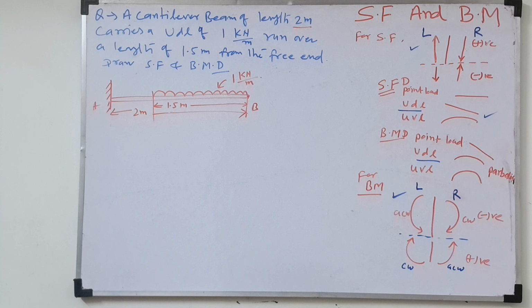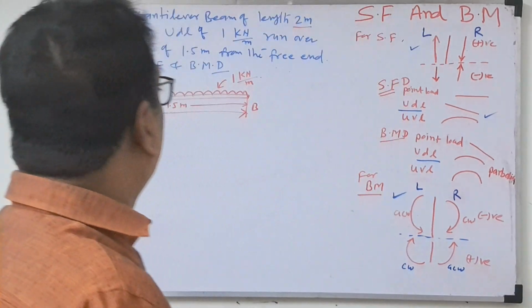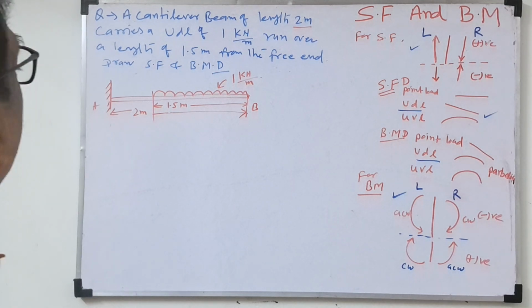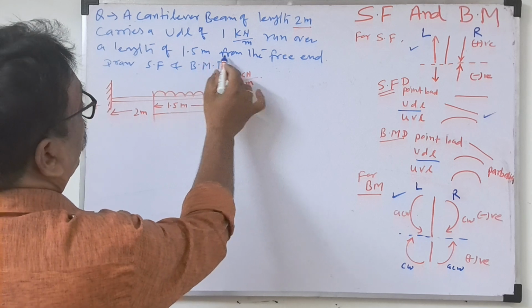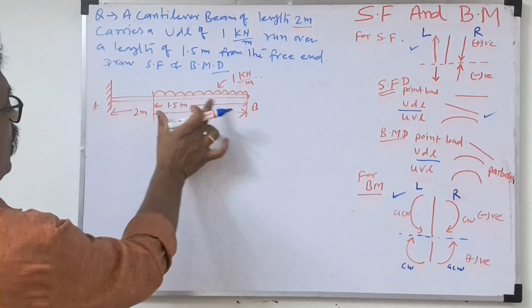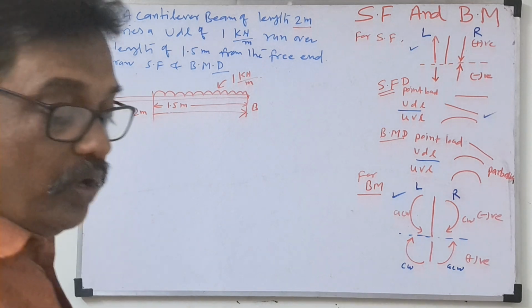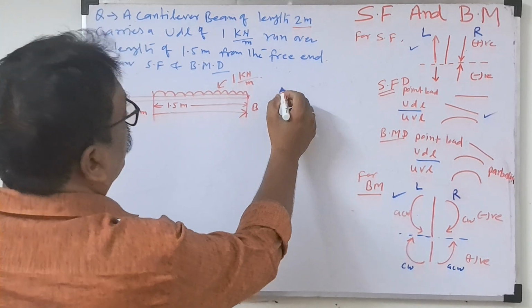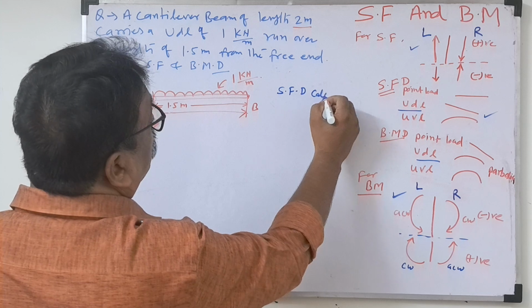Now they are asking to find the shear force and bending moment diagram. So look how we will solve this. Sometimes the diagram is also given, and sometimes you have to draw it yourself. The UDL runs over a length of 1.5 meter from the free end, and there is no point load. So now we will find the shear force and bending moment diagram. First, the shear force diagram calculation.